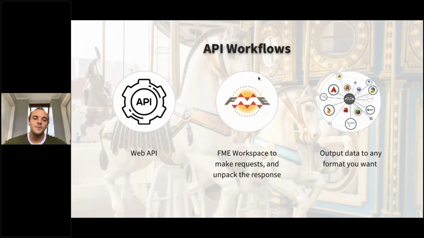So just a little bit on the workflow. You'll start with something like a web API, and funnily enough, FME is at the center of everything. So you can build an FME workspace that will actually make the requests and unpack the response. And then as the last part of that step, you can turn that data into any format that you want, obviously using the power of FME's translating abilities.